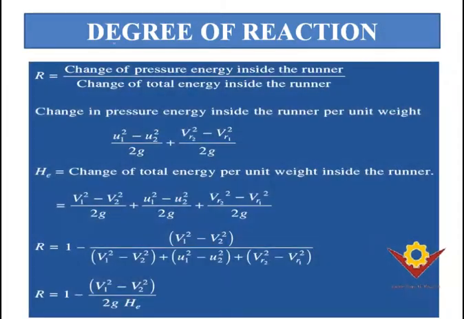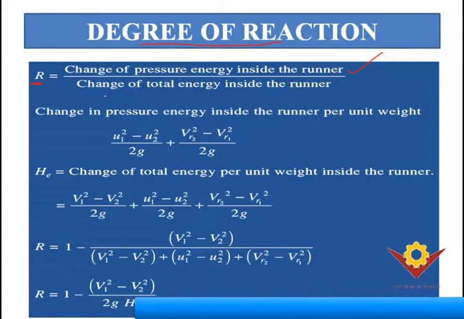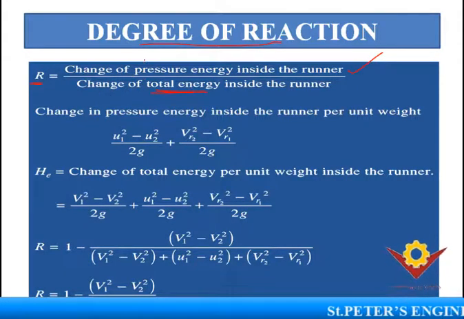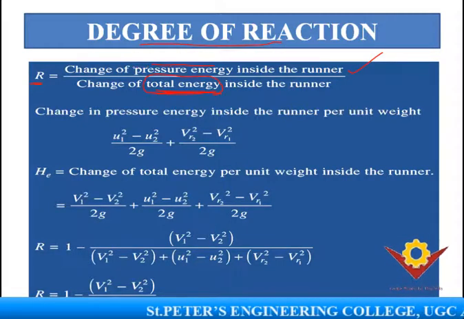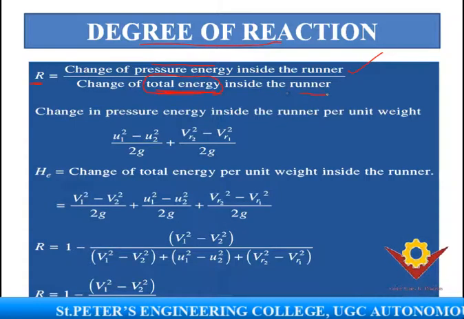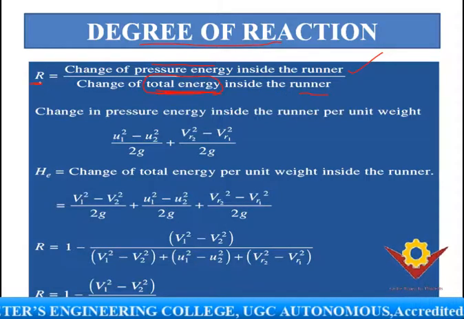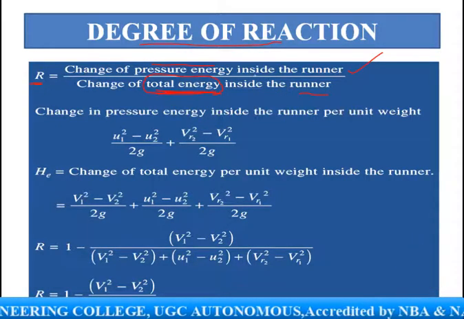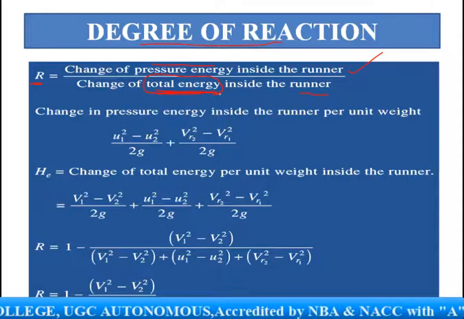And here we'll see about degree of reaction. So degree of reaction is designated by R. It is the ratio of change of pressure energy inside a runner to the change of total energy. See, it is only pressure energy, but it is total energy. But here we have only the pressure energy inside the runners. Clear? Once again, the degree of reaction is the ratio of change of pressure energy inside the runner to the change of total energy inside the runner.